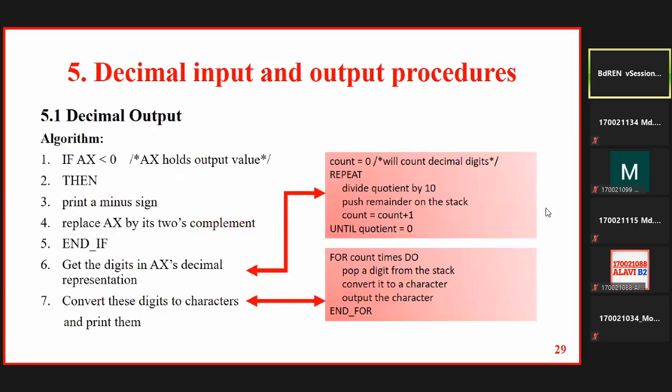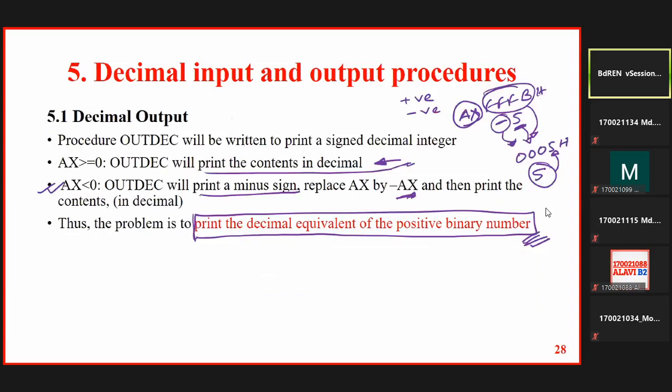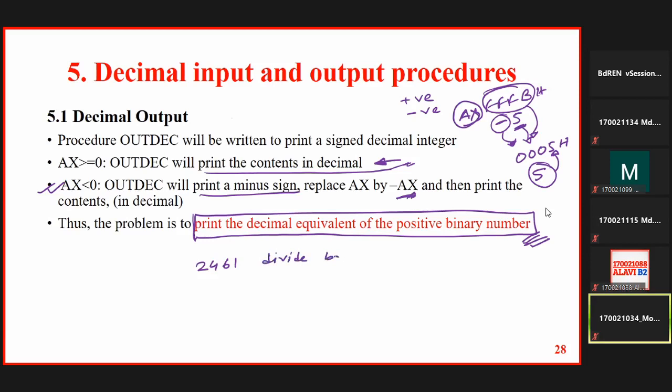Is it okay? So how can we do that? I can show you just one example. Let us say you have 2461. How can we print this in assembly language? What is the idea? Before that, if we divide this by 10, what will happen?